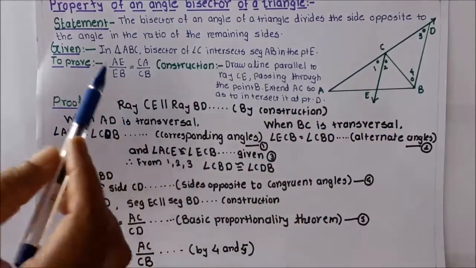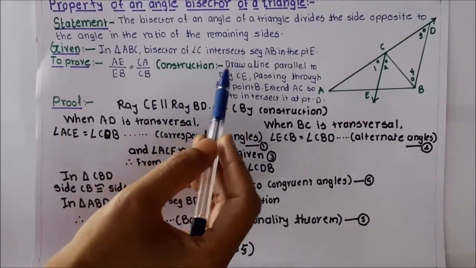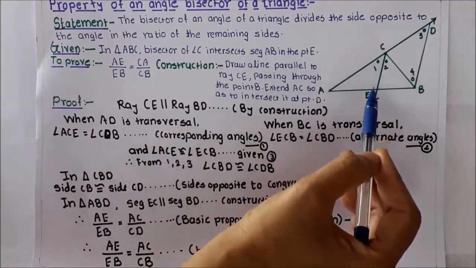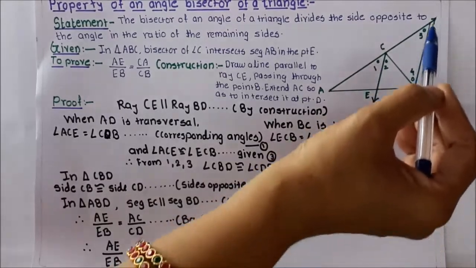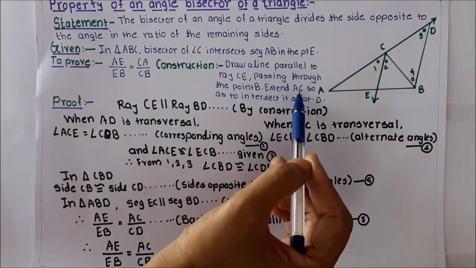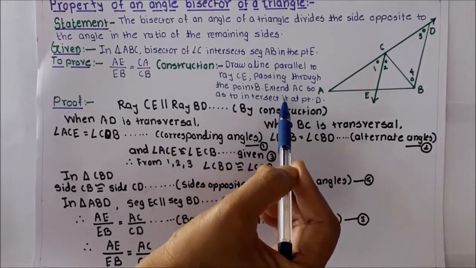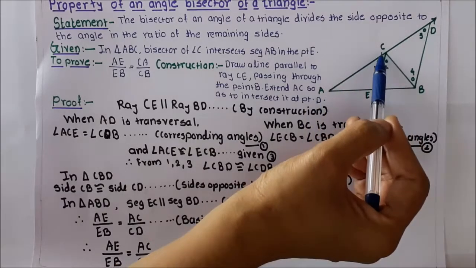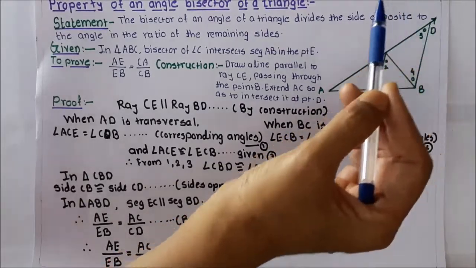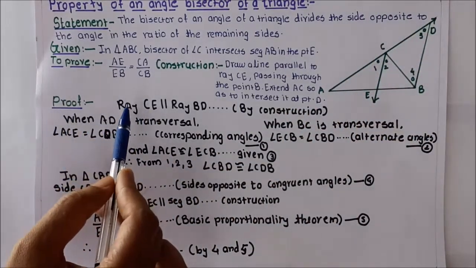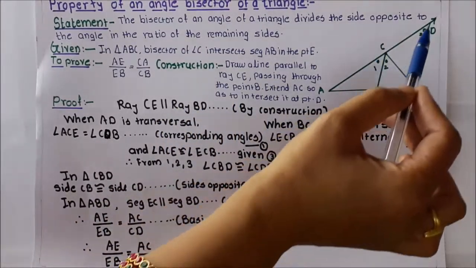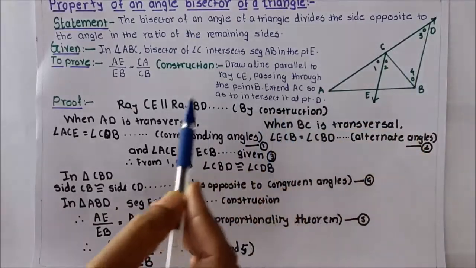Now for this proof we have to do one construction. It is given here. Draw a line parallel to ray CE. This is ray CE. To it we have to draw one line parallel to that ray CE passing through the point B, this one, and extend AC so that it intersects it at a point D. Means this AC we have to extend up to this point, so that it meets this at point D. Now proof: here ray CE is parallel to ray BD, by construction.